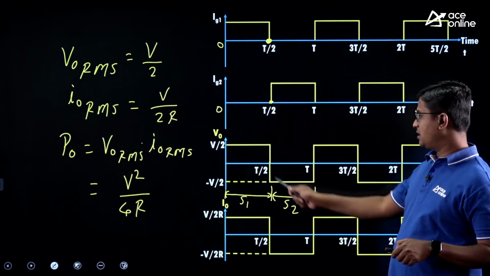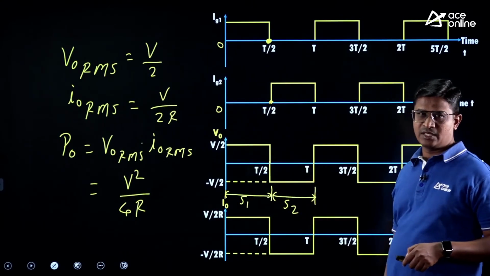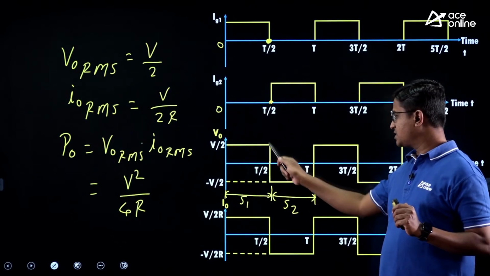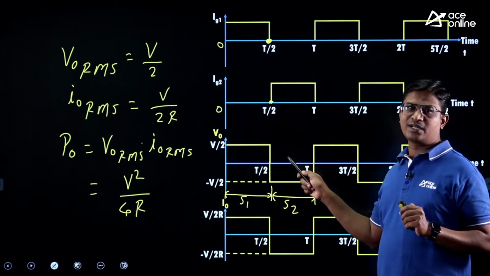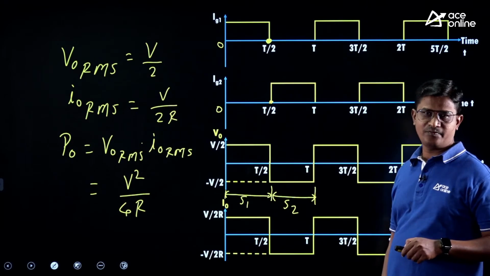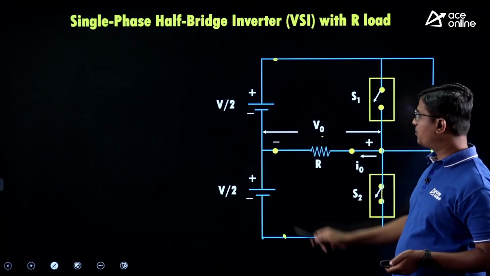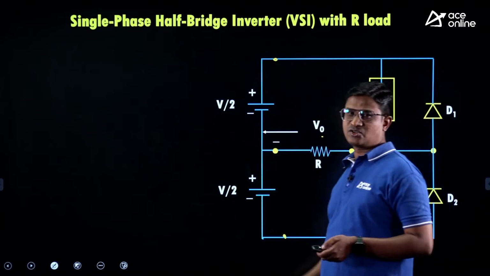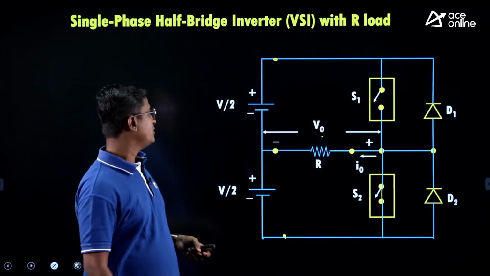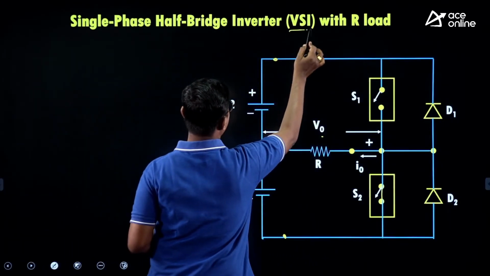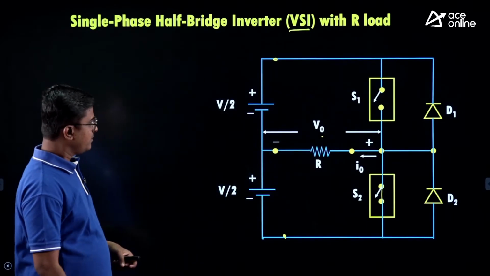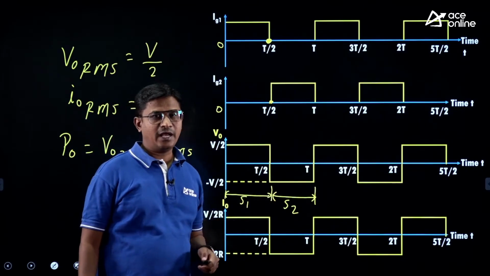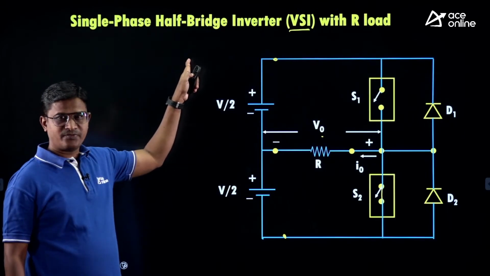My half bridge inverter is giving a square waveform as output. Based on the nature of the wave shape of the output voltage, this is giving a square wave, so this inverter is also known as a square wave inverter. Based on the nature of the input, which is a DC constant voltage, it is also known as a voltage source inverter. That's why here I have written VSI, voltage source inverter. Based on the wave shape of the output voltage, it is a square wave inverter, and based on the connection, it is a half bridge inverter.